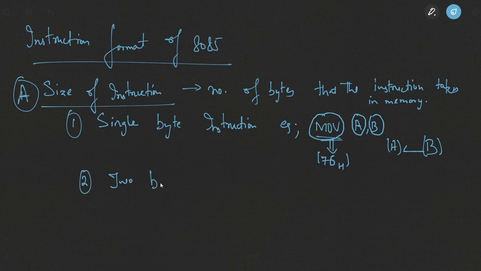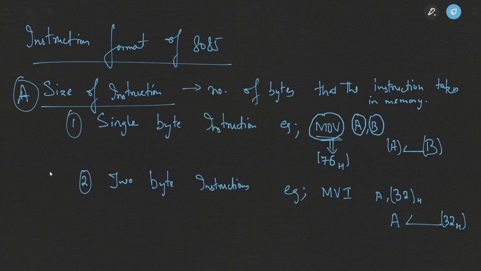Secondly, we'll be seeing 2 byte instructions in 8085. For example, MVI A, 32. Fine. So what this instruction basically does is, 32H is the data that's given to us, and that will be immediately transferred to the accumulator.